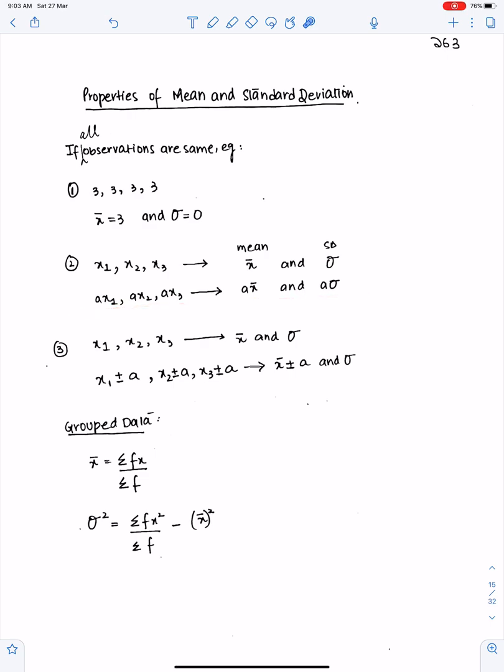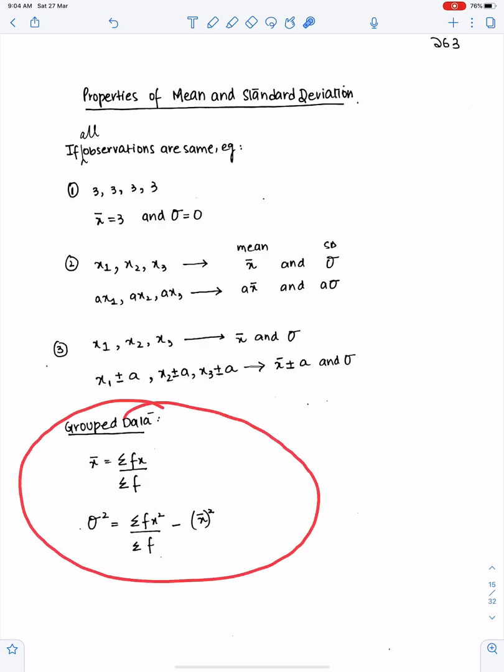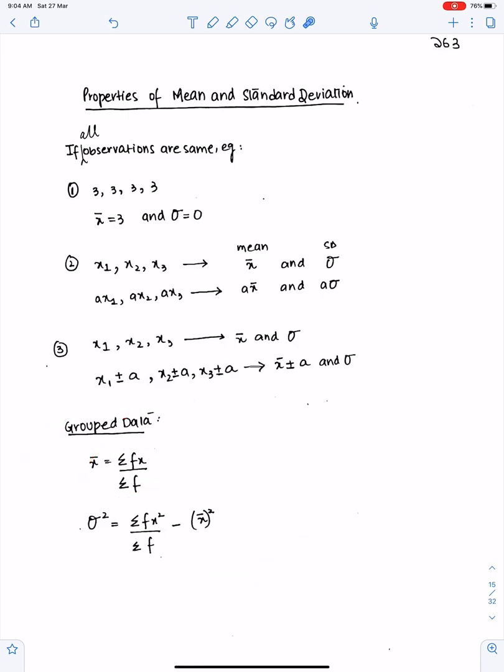Property number 3 is when we add or subtract a non-zero constant to each and every observation, then we need to add or subtract that constant to the mean of that data, but the standard deviation will remain unchanged. Now this is the group data, and the formula of mean for group data is sigma fx over sigma f, and the formula of variance is this: sigma fx square over sigma f minus x bar square.